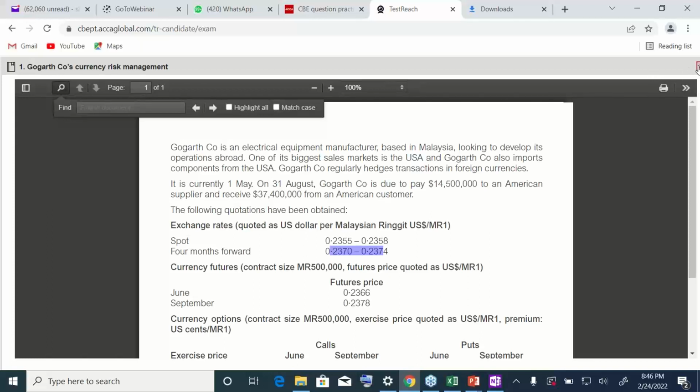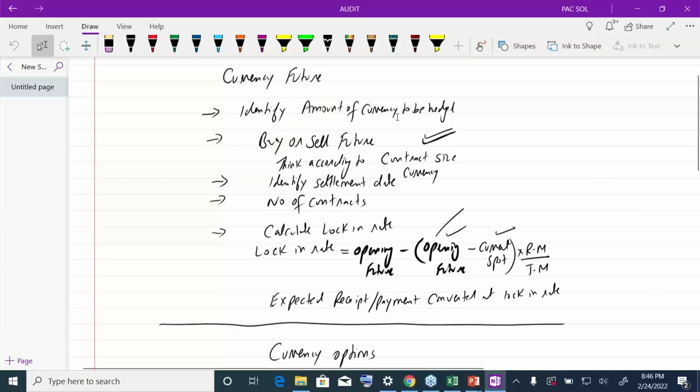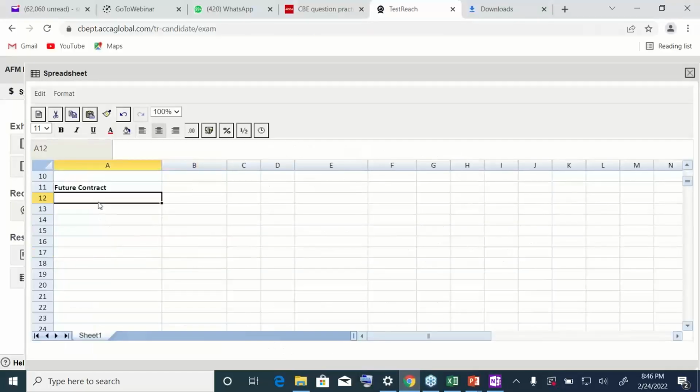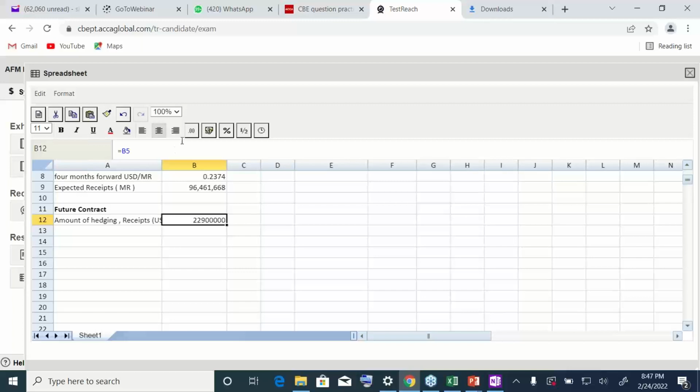Okay, let's solve the future contract. So I have explained the steps. First, identify the amount of currency to be hedged, the amount of hedging. That is a receipt of USD 22.9 million.